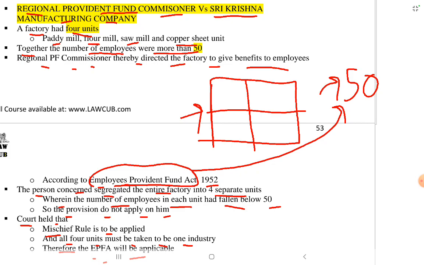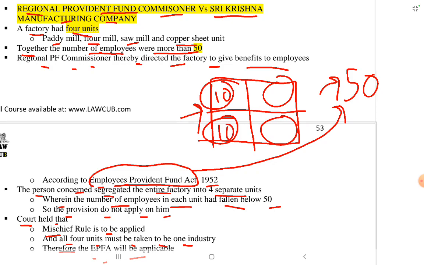he segregated all the units. That is, he made them separate. So suppose in this unit there were 10 employees, in this 10, in this 15, in this 15. So in each unit they became less than 50. So he said that as these units are separate and the employees in them are less than 50, the Employees Provident Fund Act will not apply on these units.